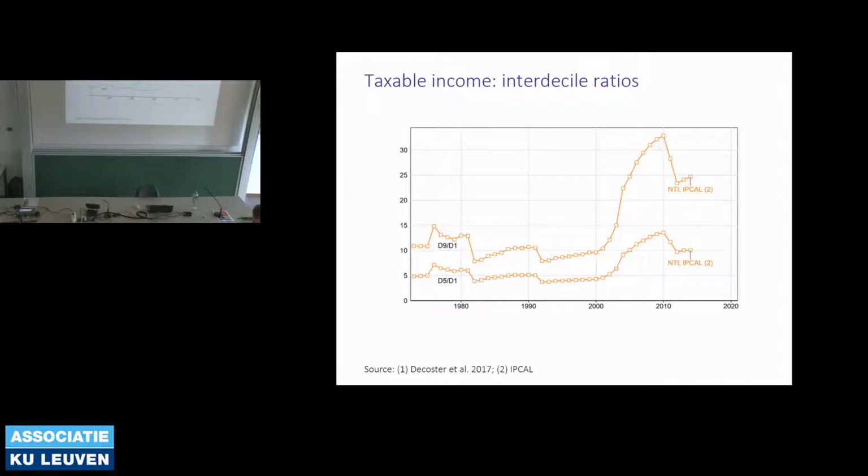Right? It's because you don't have the low incomes before the 2000s in your database. So I would be very, very careful and warn you against making time trends, making analysis of the long-term trend in taxable income based on the IPCAL data. What is in the IPCAL data is what people have declared.